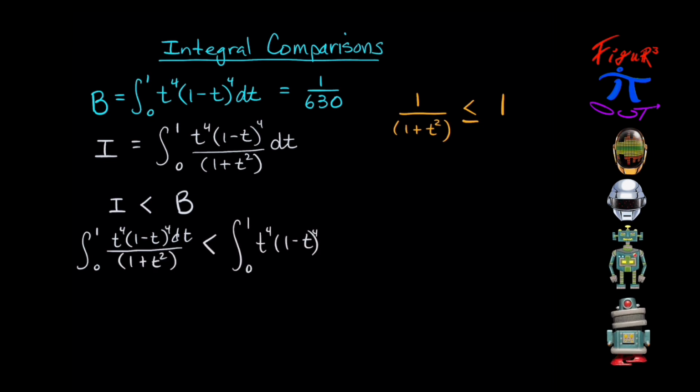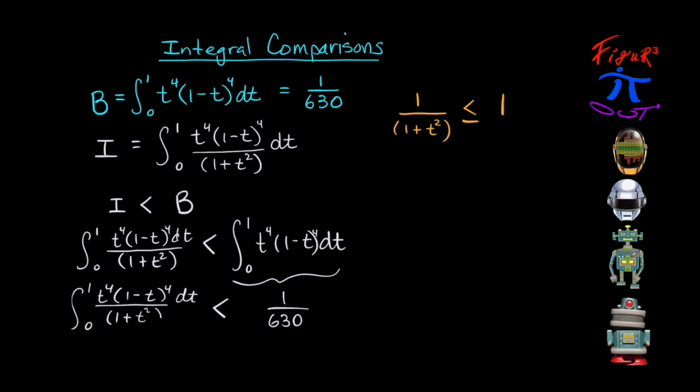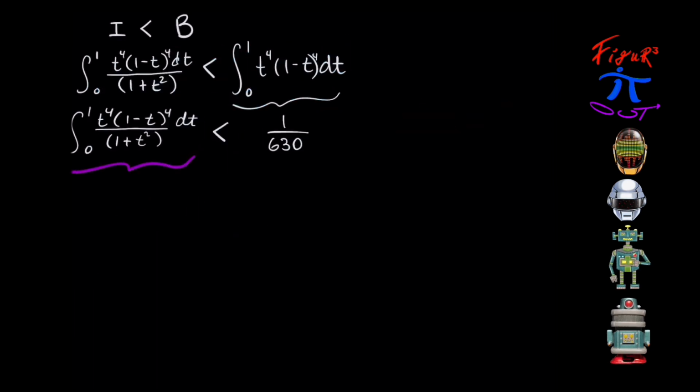So if we substitute that into our integrand, or rather make them the two integrals here, we can make the following inequality, that our integral I is less than b. So we can say that the integral I, which is the one that is divided by 1 plus t squared, will be less than 1 over 630.